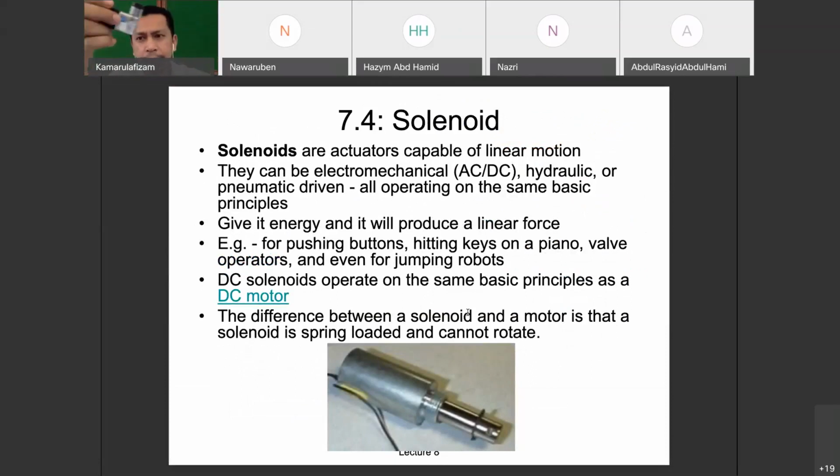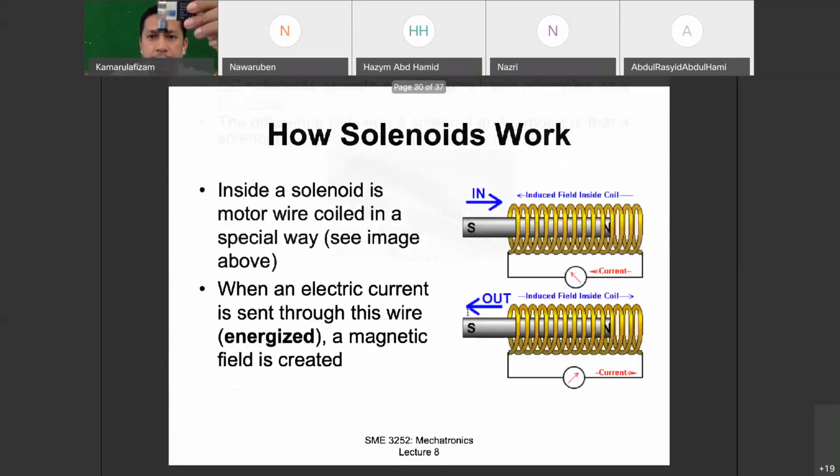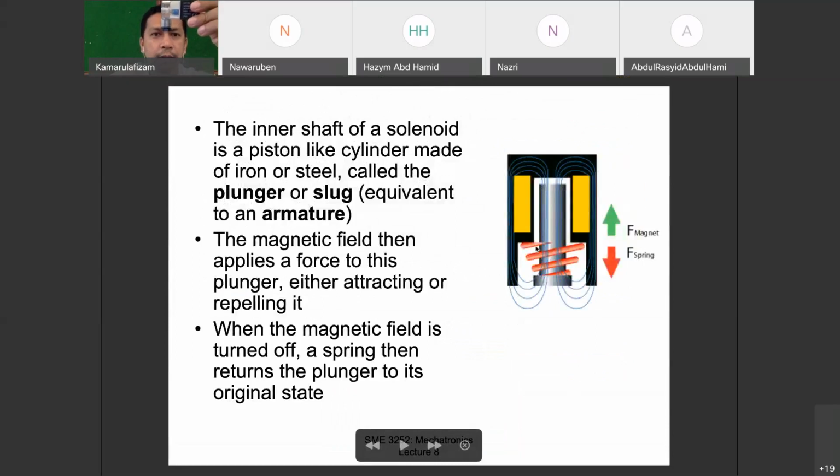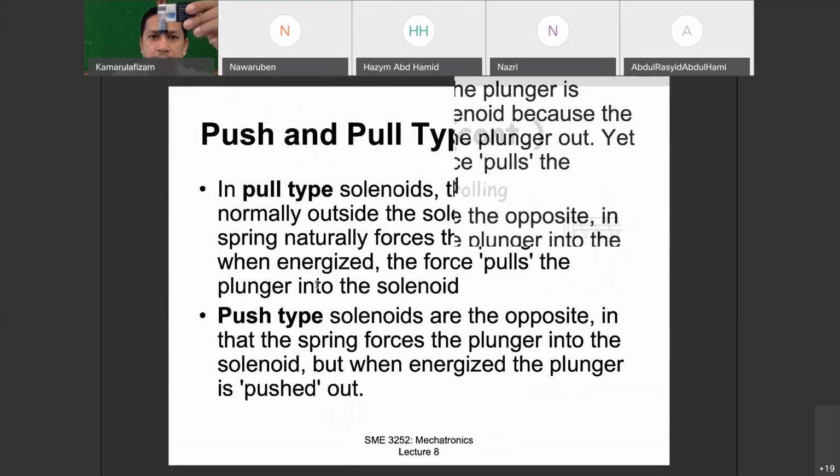Okay, so inside here, this is where you put in the wire. There are two cables. You connect to the terminal inside. Okay, and when you give supply voltage, inside this black box there is a coil. Inside here there is a coil. Alright, the plunger or slug, when the magnetic field is applied, it will attract or repel against the spring, then go back to the original state.